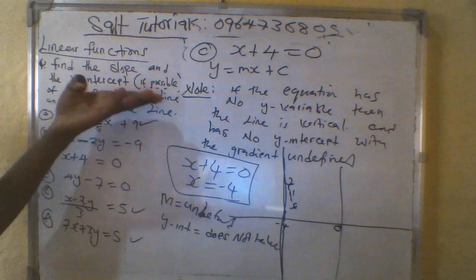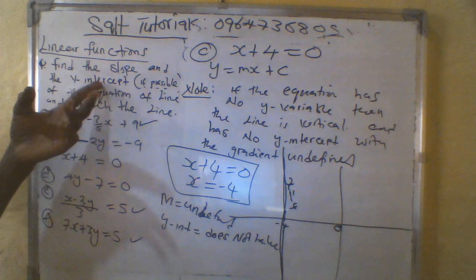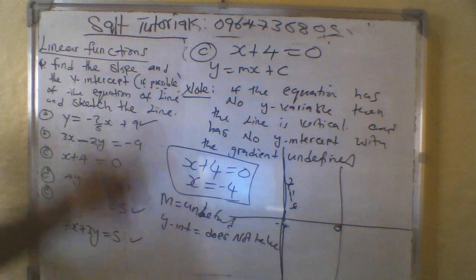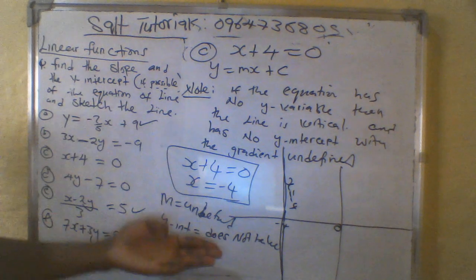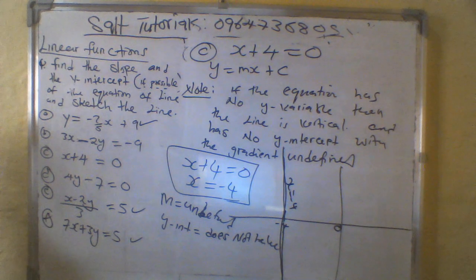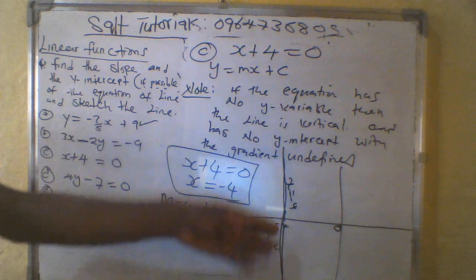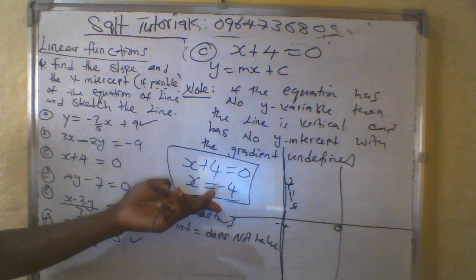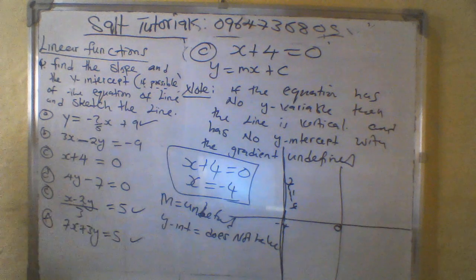That is why even the question says find the slope and the y-intercept if possible. So the slope is undefined, but the y-intercept is not possible here; it does not have one. And the sketch is basically a vertical line passing through negative 4. So these are the simplest equations you can sketch.